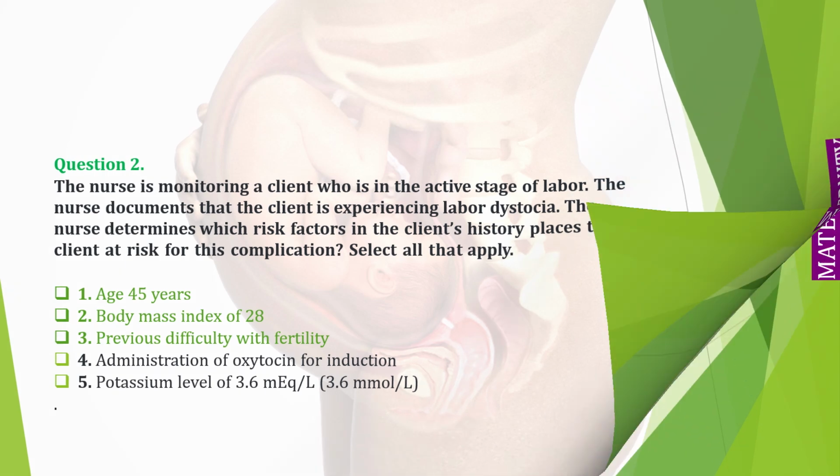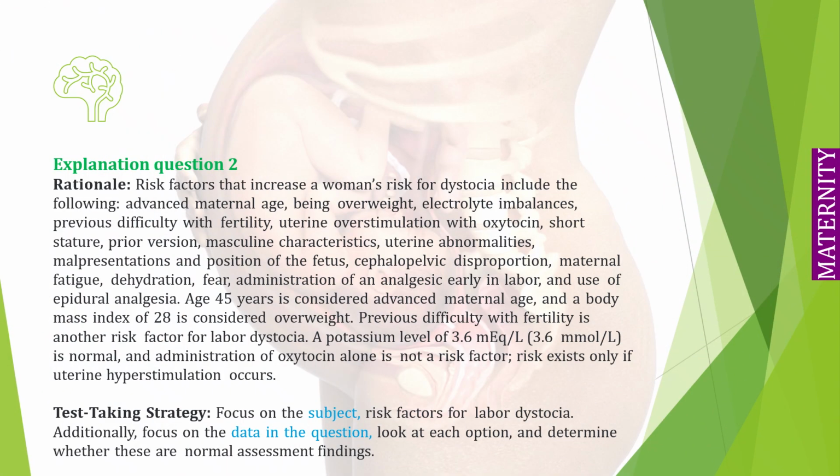Rationale. Risk factors that increase a woman's risk for dystocia include the following: advanced maternal age, being overweight, electrolyte imbalances, previous difficulty with fertility, uterine overstimulation with oxytocin, short stature, prior version, masculine characteristics, uterine abnormalities, malpresentations, and position of the fetus, cephalopelvic disproportion, maternal fatigue, dehydration, fear, administration of an analgesic early in labor, and use of epidural analgesia.